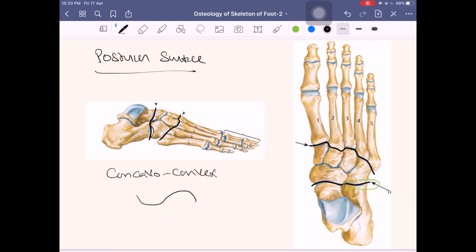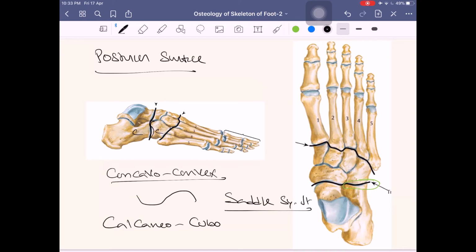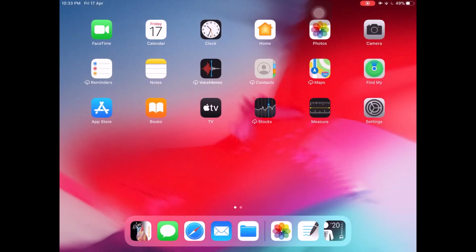This one is your concave lower down. It goes up, it becomes convex. So it is a concavo-convex articular surface, and thereby it will form a saddle variety of synovial joint. So saddle synovial joint. One we know is the CMC joint. The other example you can give here is the joint made by the calcaneum and cuboid. So the calcaneo-cuboid joint is an example of a saddle variety of synovial joint.